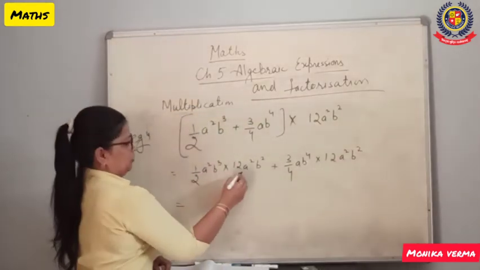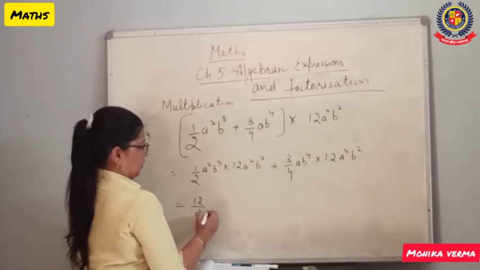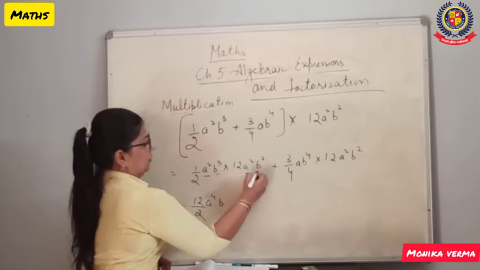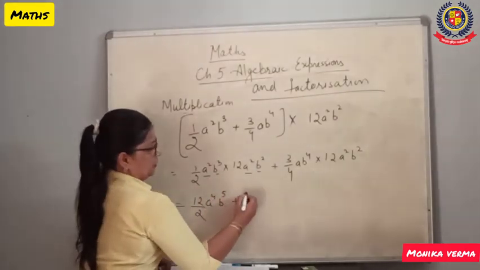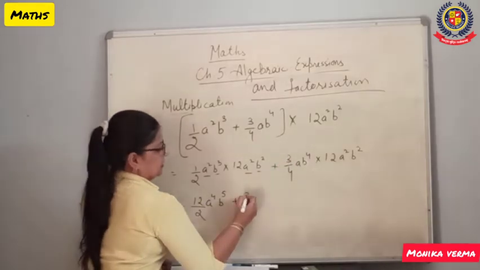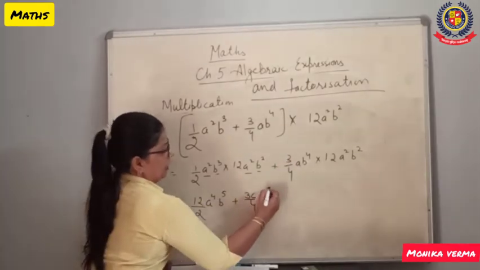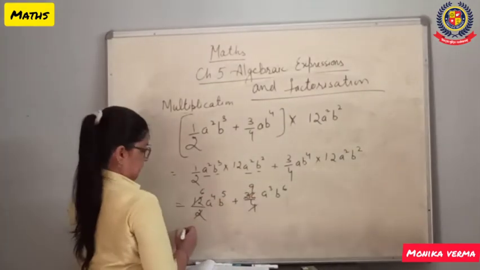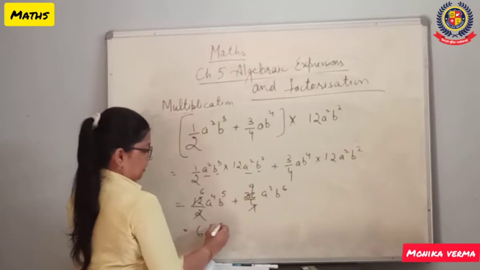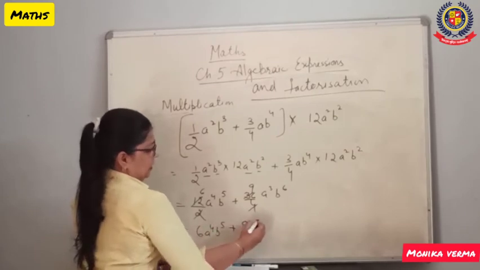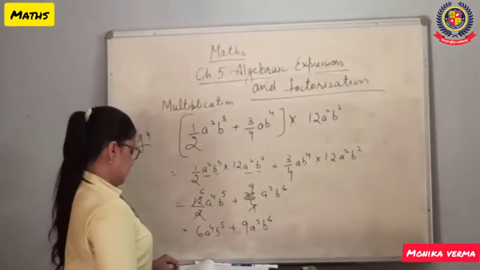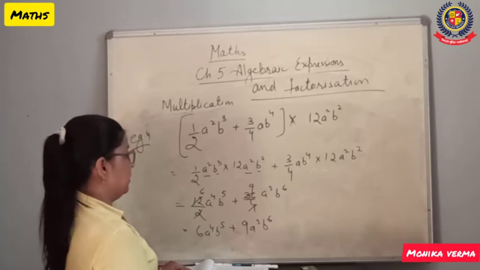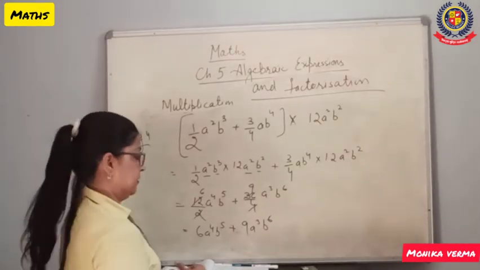We can solve it. 12 by 2, a² plus 2. We can write directly also b³ plus 2, 5. 12 3s are 36 by 4, a³ b⁶. We can reduce it: 6 a⁴ b⁵ plus 9 a³ b⁶. Am I clear? 6 a⁴ b⁵ plus 9 a³ b⁶. And this will be our answer.